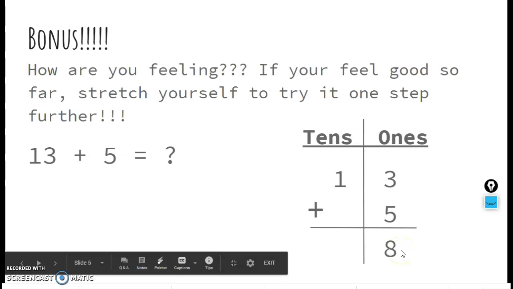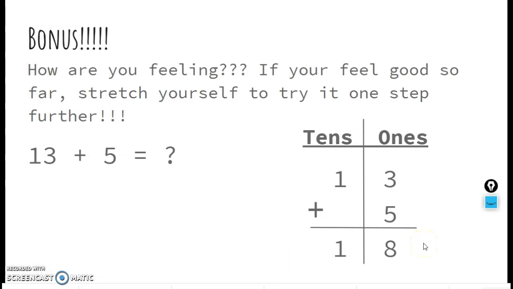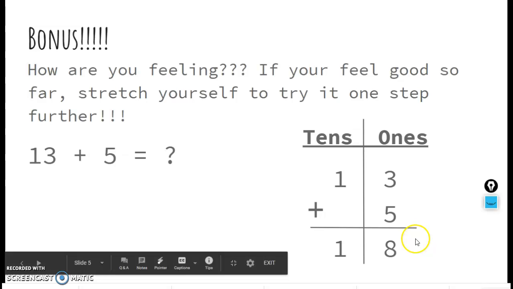Then my last step is I'm going to add on the 10. If I look at my 10s place, I'll notice I have 1 10, and then this is like an invisible 0 because there are 0 10s in 5. So 1 10 plus 0 10s is 1 10. So now my answer magically pops up at the end. 13 plus 5 is 18. 1 10 and 8 1s.